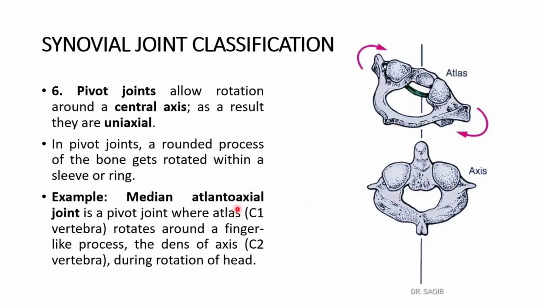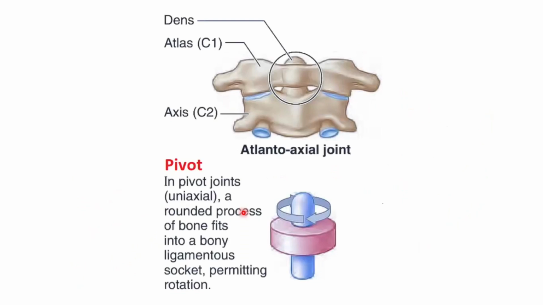This is a pivot joint where the atlas, C1 vertebra, rotates around a finger-like process, the dens of the axis. This is again, you see, the dens of the C2 vertebra during rotation of the head. Here you could see the articulated first and second vertebra. Here you could see this is the dens, making the median atlantoaxial joint. So atlantoaxial joint, pivot. This is the schematic diagram.